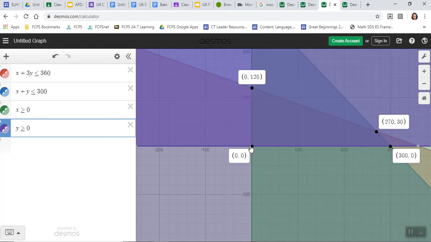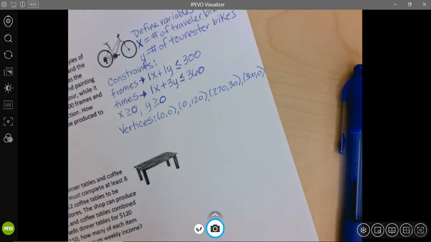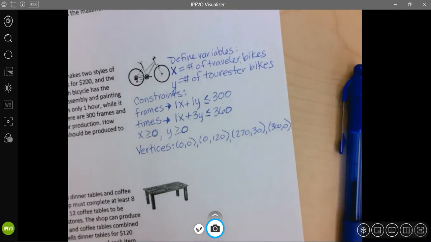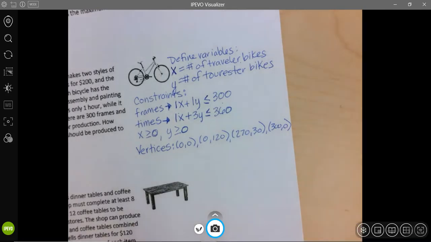So I have 0, 0, 0, 120, 270, 30, and 300, 0. Okay, so write those on your paper. They're written on my paper, so when I switch over, you'll see them. Okay, so those are our vertices. Make sure you have all your vertices written down, because we're going to now figure out what our objective function is.